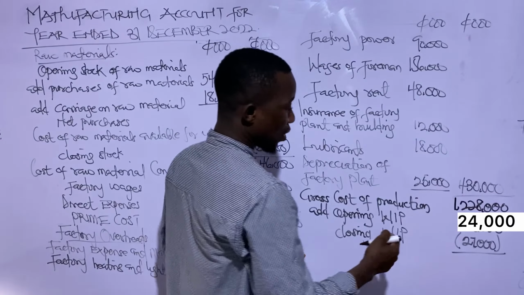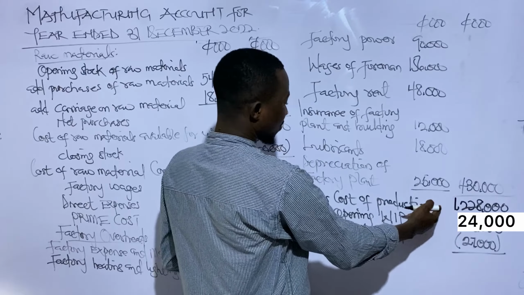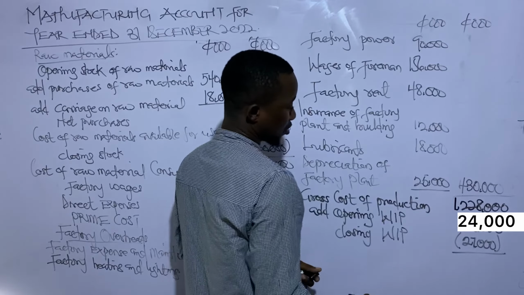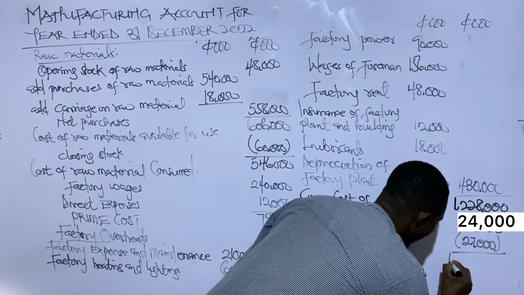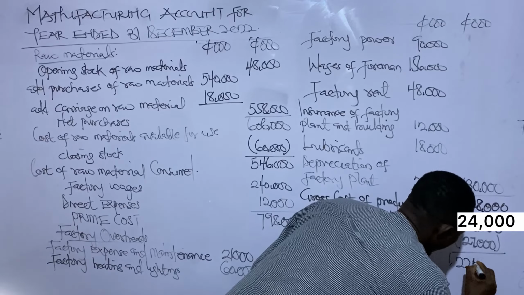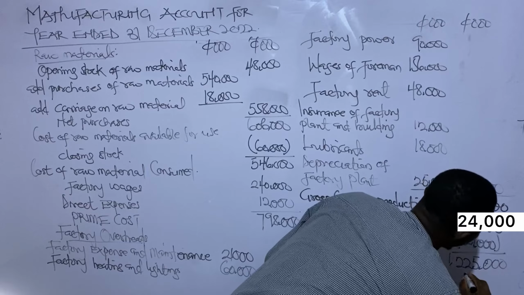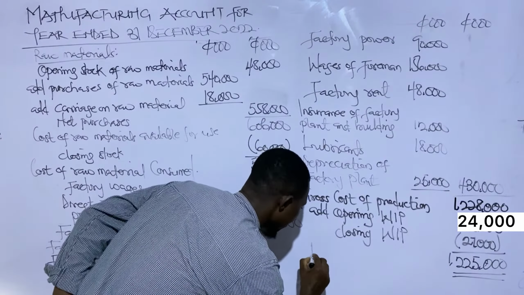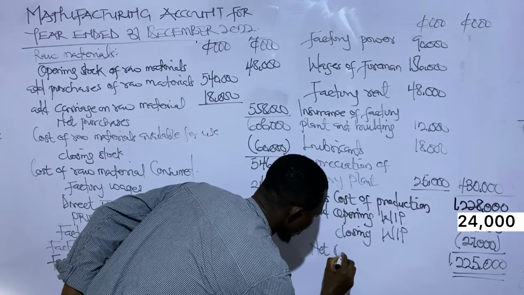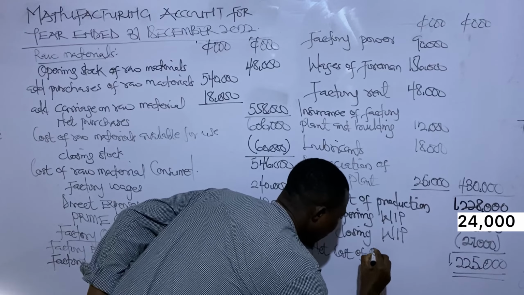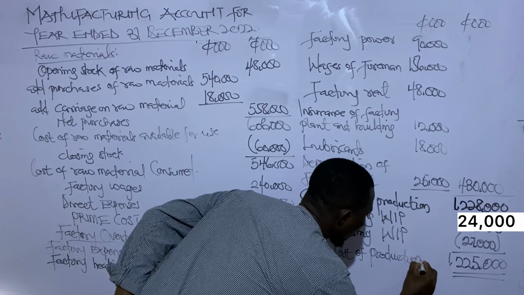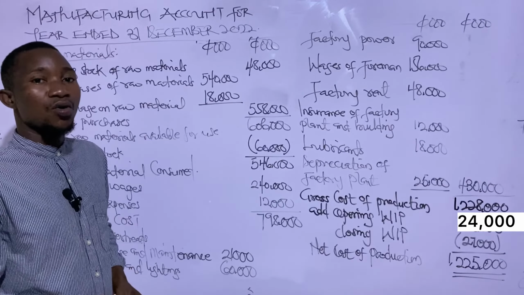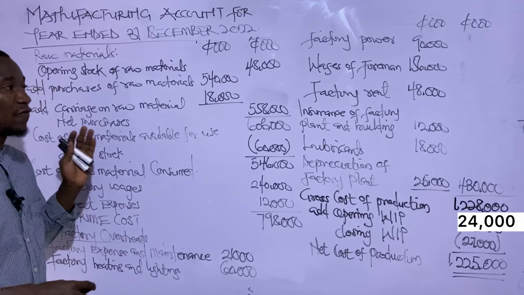That is an outflow. So when we add the gross cost of production to the opening work in progress, then we less the closing work in progress of 27,000, we will get an amount of 1,225,000. Good. And we will call this net cost of production. Net because there are adjustments on the gross cost of production. Good. So this is how we prepare a manufacturing account.